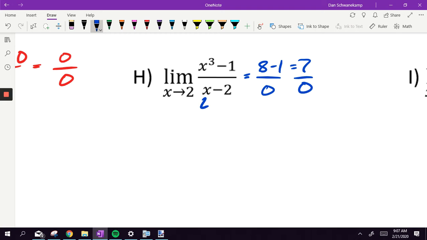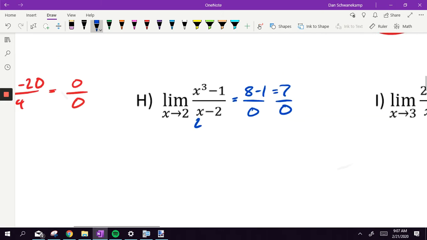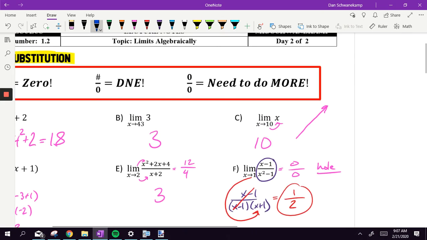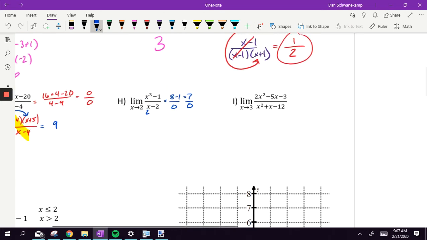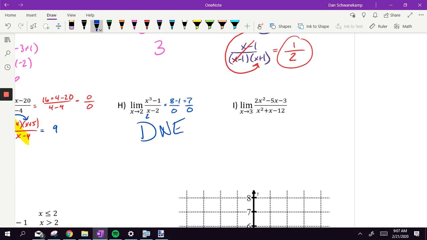Do I need to factor, cancel, plug back in? No, because this is not indeterminate form. We know exactly what the answer is. When we get a number over 0, it is undefined, and so my limit is going to be DNE.